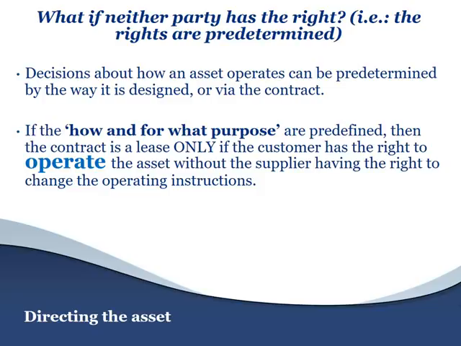How then do we determine whether we have a lease? Well, the standard says the following. If the how and for what purpose is predefined, then the contract is only a lease if the customer has the right to operate the asset without the supplier having the right to change the operating instructions. So let me repeat that in a different way. We're saying you're only in leasing if, even though things are predetermined, the customer can operate it within those parameters and the supplier or the lessor cannot change anything within those operating instructions. Once again, we're saying effectively there's a degree of control there that's falling to the lessee, and therefore I am within the standard IFRS 16.